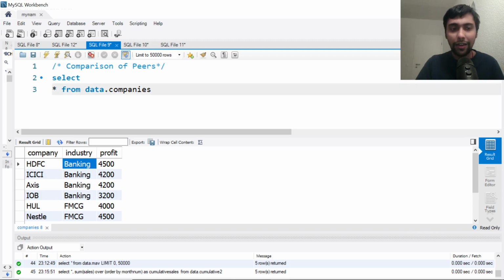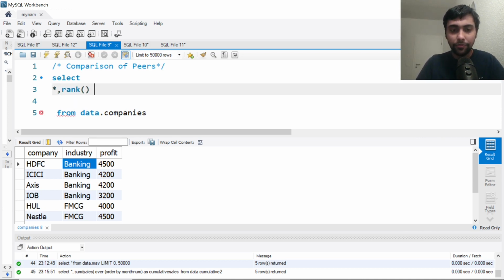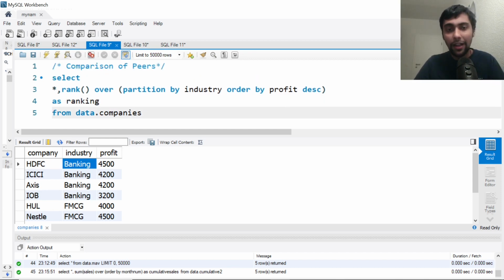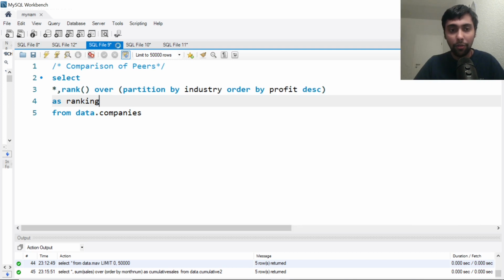So I'll just select everything as usual. I want to rank them in their particular industry by profit. So I can say rank over, okay. Obviously, I want to partition by the industry, and also order by profit descending. The company with the highest profit in this industry should get rank one. Let me give it an alias name, maybe ranking. So that's it: rank over partition by industry, because we want the ranking per industry, and order by profit descending, because we want to give the companies with the highest profit the higher rank. So when we run this, let's see what happens.